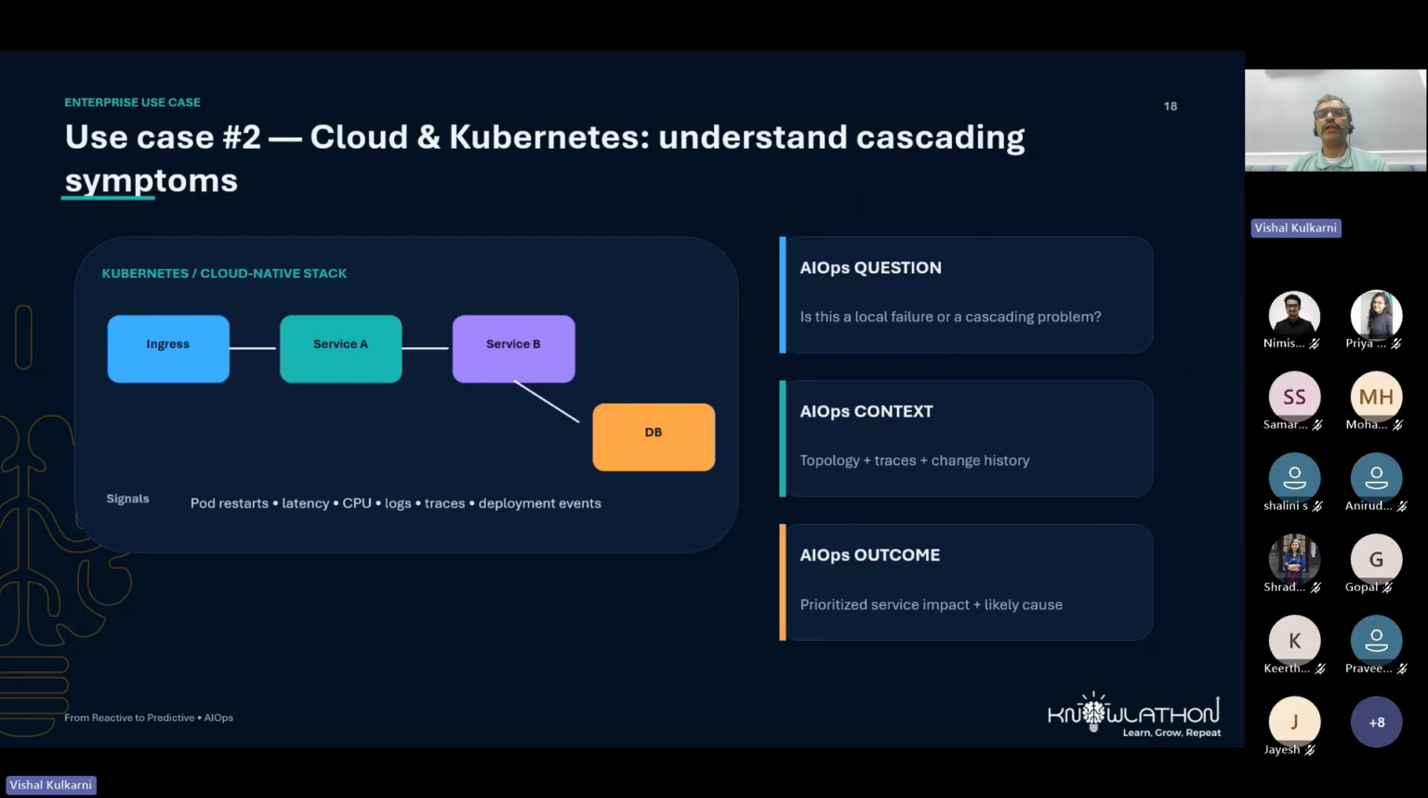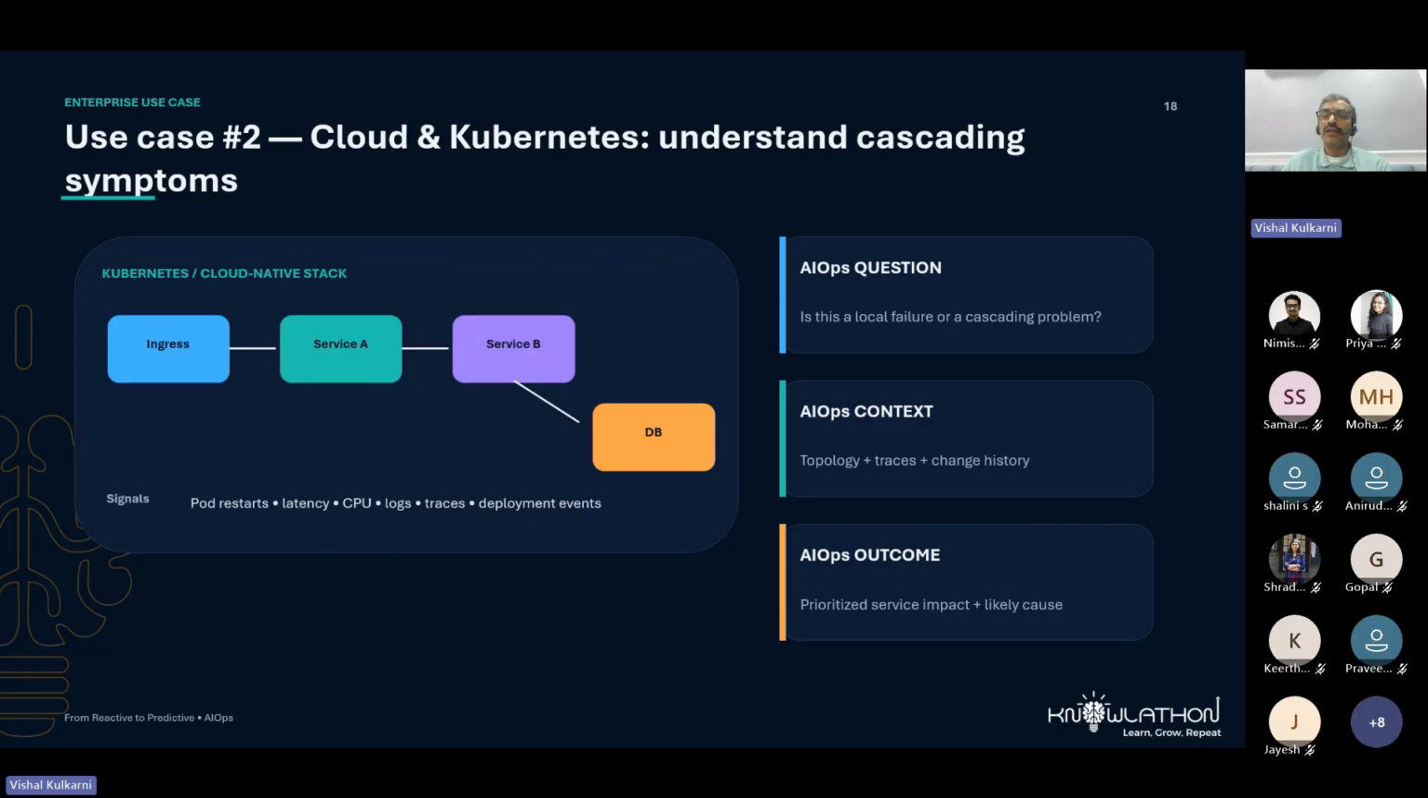As we move further, this is the second use case, wherein we are talking about cloud Kubernetes, understanding the cascading symptoms, right? Typically, multiple pods, auto scaling, ephemeral infrastructure, or possibly service to service dependencies, external APIs, synchronous queues, right? These could be the cloud native symptoms. Your cloud native operations require a relationship aware analysis because the environments are really dynamic over here. The AIOps question: is this a local failure or a cascading problem? AIOps will help in that.